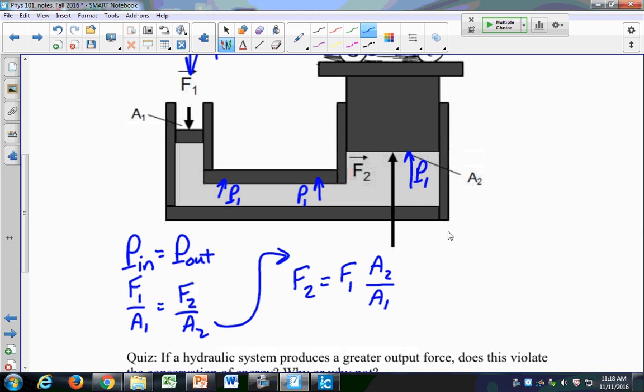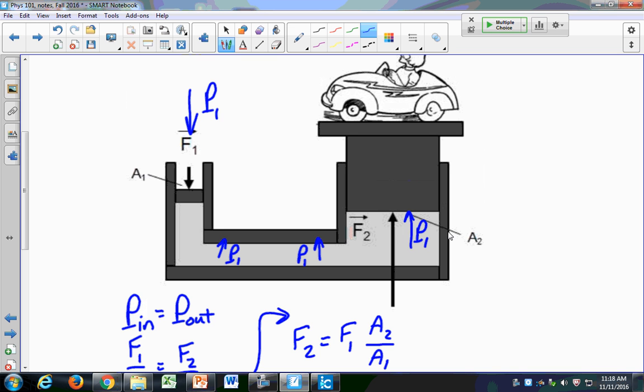Now let's think about these areas and what that says about the forces. If A2 is bigger than A1, what is my output force going to be? If I have an area here that's bigger than the area over here, how will the force that I output here compare to the force that I put in? Will it be bigger, smaller, or the same? It's going to be bigger. You can see from the picture, right? It's a hydraulic lift.